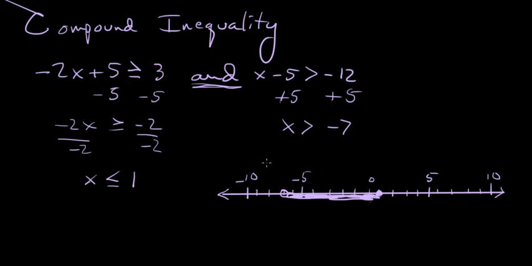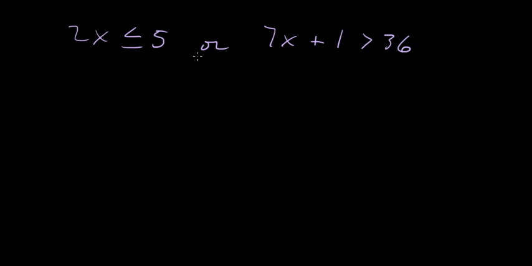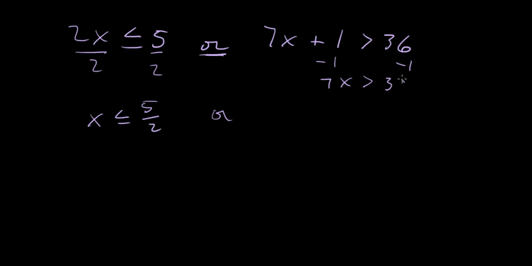Okay? And so one more time, we're going to try one more inequality here. And let's see what we have here. It's very similar. It's another compound inequality. 2x less than or equal to 5 or 7x plus 1 is greater than 36. So it has to be one or the other. And you say, well, how does that work? Well, let's see. So x is less than or equal to 5 halves, which you know is 2.5, or subtract 1, 7x is greater than 35.